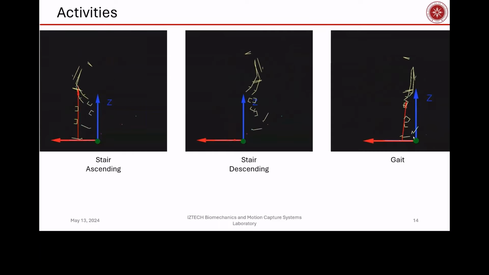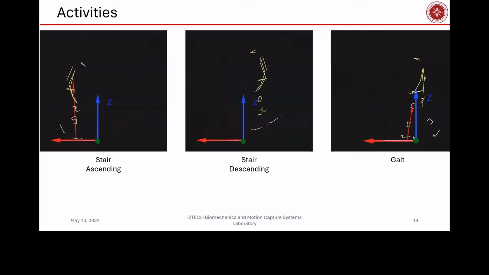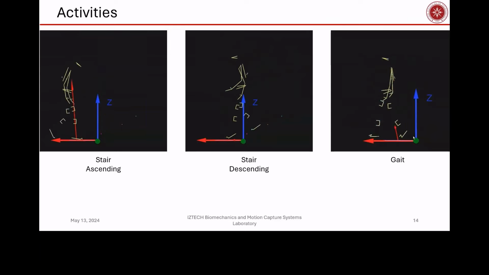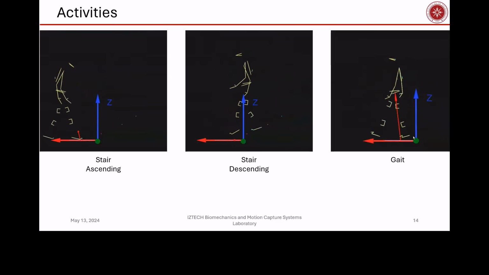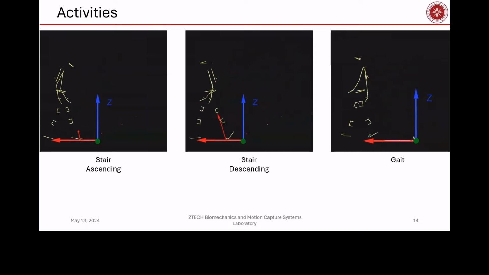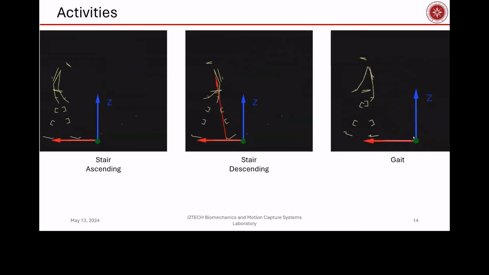So I'm going to end my part with an explanation of the activity cycle. The cycle of each activity investigated in this study is determined based on the literature research. The gait cycle is defined as starting with the heel strike of one foot and concluding with the subsequent heel strike of the same foot. This is also the same for stair ascending. However, for stair descending, the cycle is defined as beginning from the moment of the toe and concluded with the subsequent toe of the same leg.